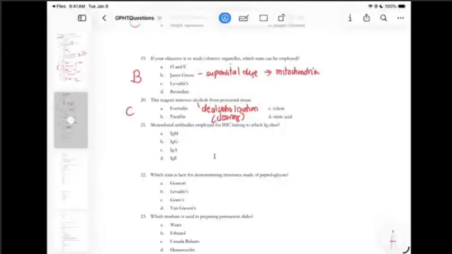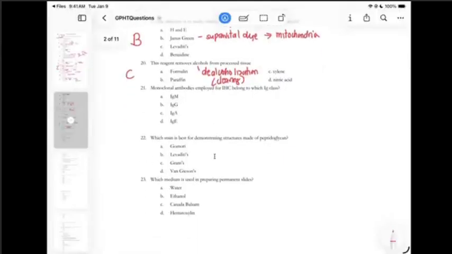For number 21, so what monoclonal antibodies are employed for immunohistochem? So of course, the monoclonal antibodies, these are specific antibodies targeting a particular epitope of the antigen. And in immunohistochem, they are labeled yung mga antibodies, either enzymes or fluorescent labels, and they would be belonging to IgG. So letter B. So number 21, letter B.